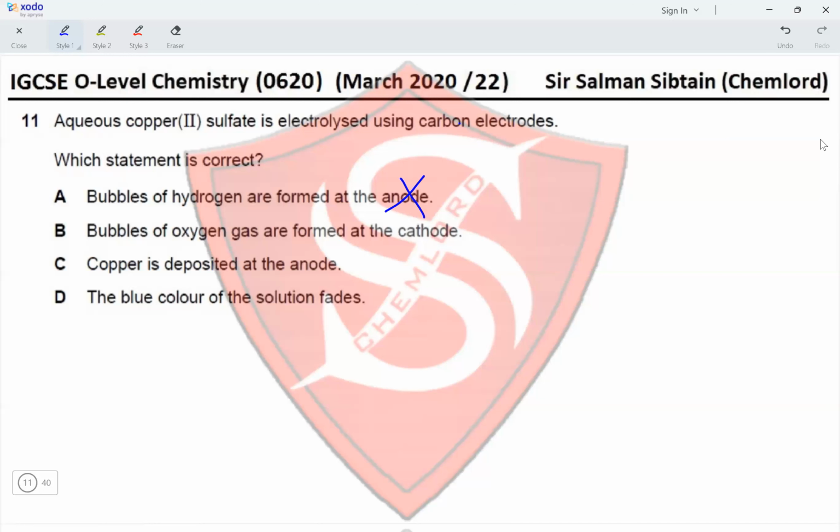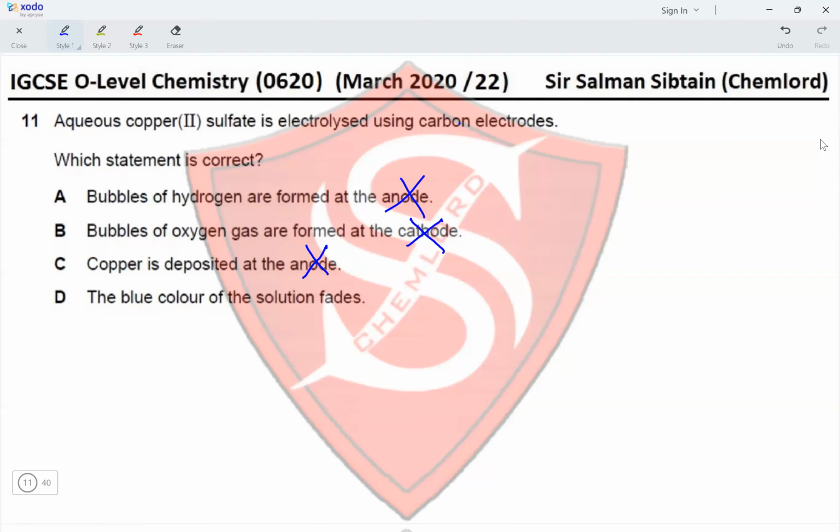Next, bubbles of oxygen gas are formed at the cathode. No, oxide ions release electrons to form oxygen gas. So this is oxidation, and oxidation takes place at the anode, not at the cathode. Next, copper is deposited at the anode. Copper ions accept electrons to form copper metal. This is reduction, and reduction takes place at the cathode, not the anode.